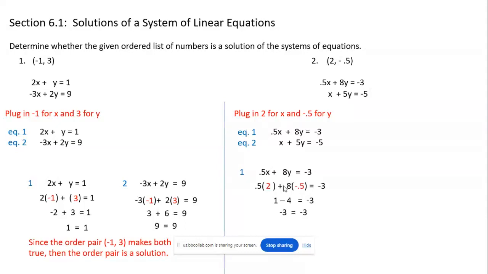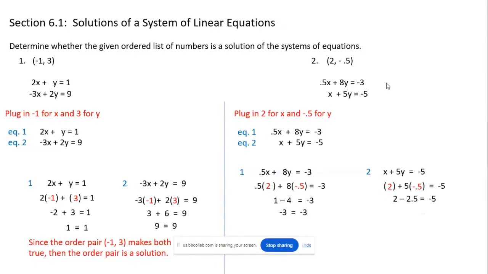But for it to be a solution of the system, equation 2 also has to give me a true statement. So let's go ahead and do it. Again, my x is going to be 2 and my y is going to be negative 0.5. This 2 stays the same, but a positive 5 times negative 0.5 gives me negative 2.5.